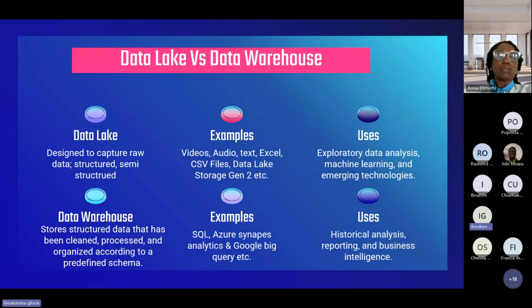But when we talk about a data warehouse, we're talking about structured data, a data set that has been cleaned, processed, and organized to a predefined schema. So all that cleaning has already been done before you bring your data set to your warehouse. Examples are SQL, Azure Synapse, Google BigQuery, and all of that. The uses are historical analysis, reporting, and business intelligence. So we have those kinds of data stored in a data warehouse.